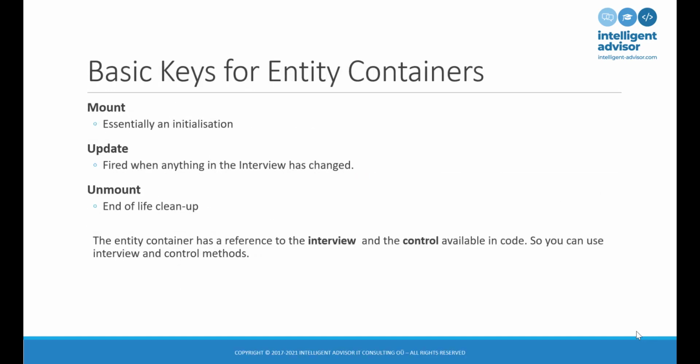Writing code for an entity container, you're going to be writing essentially three pieces of code. One piece of code called the mount key, which is where you're going to initialize your container. Perhaps you're going to draw some pictures or add some HTML to the page. The update, if anything needs to be updated when things in the interview change, that's where you're going to be writing your code. And finally, the unmount, where you're going to clean up, disconnect any connections, null any objects, generally tidy up.